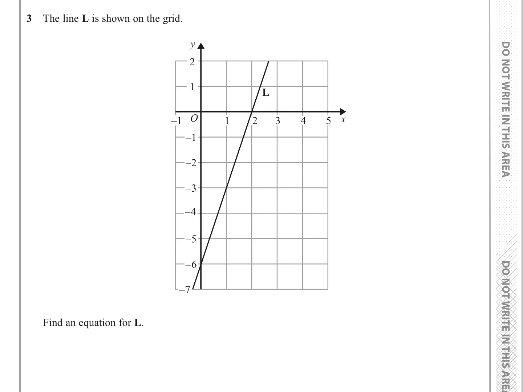Question 3. There's a straight line shown on the grid, and we have to find an equation for it. So I think the easiest thing to do here is to say that if I go along 1 unit on the x, and we're going up by 3 times the amount on the y, so the gradient will be 3, and it looks like the intercept is at -6. So if y equals mx plus c, then we're just going to have 3x minus 6. So that's one way of looking at it.